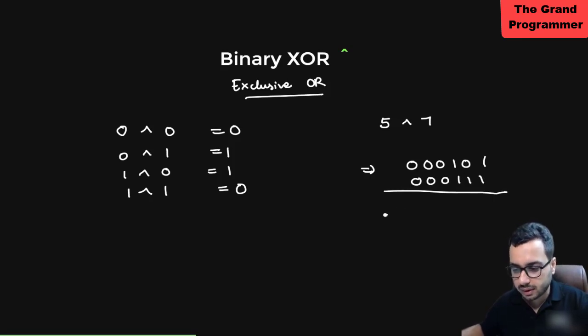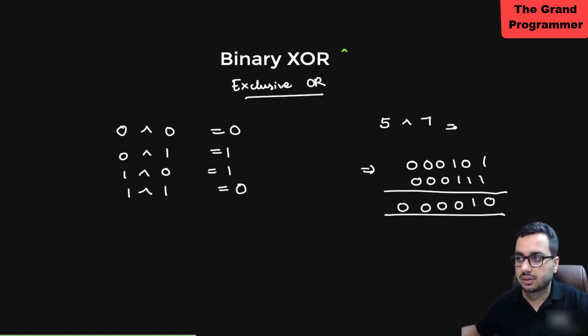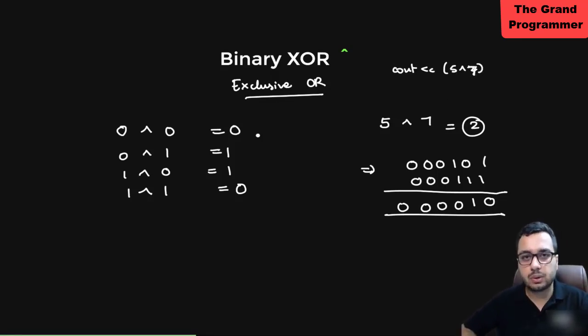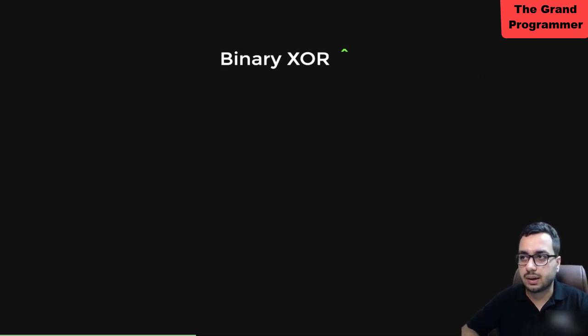Now if I do a XOR here, then 1 XOR 1 is going to be 0, 0 XOR 1 is going to be 1, this is going to be 0 and lots of zeros. So this result is going to be 2. Okay, so if you do something like cout 5 XOR 7, then it is going to print 2 in your code. Okay, so I hope you understood this XOR operator as well.